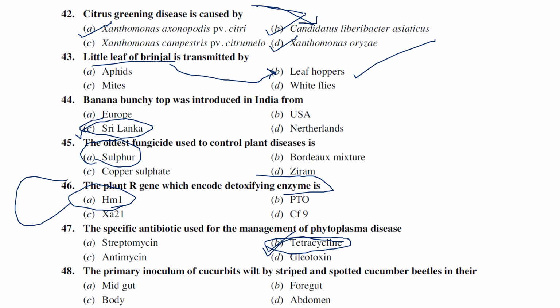The primary inoculum of cucurbit wilt, that is striped and spotted cucumber beetles. So what is this primary inoculum? Midgut, foregut, body, or abdomen. Generally it is on the body itself that the striped and spotted cucumber beetle can transmit. So the body can be considered as the primary inoculum, like the whole body or the whole insect.